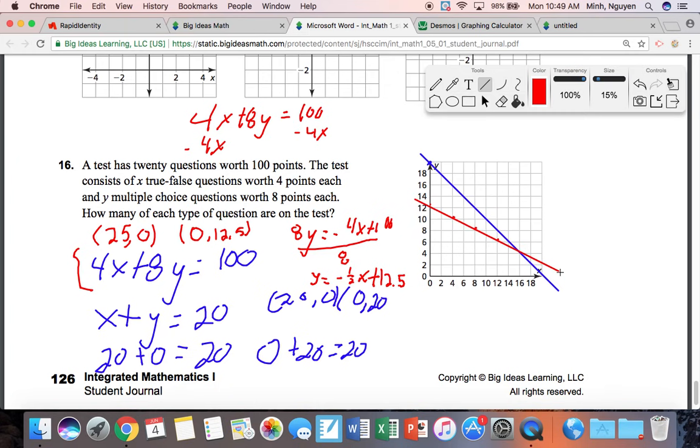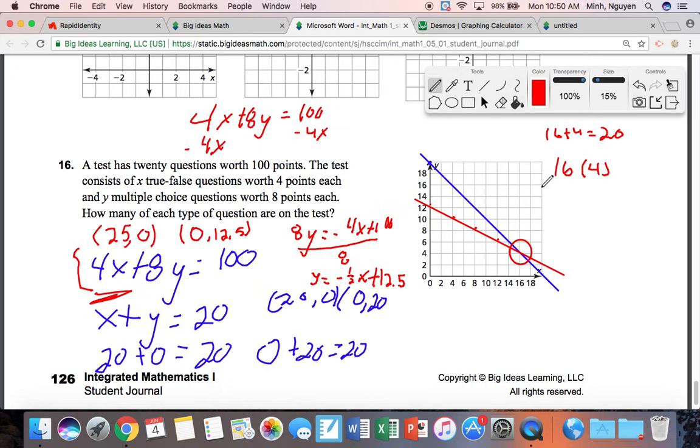It looks like it's going to be somewhere around there. So this is a ballpark guess, but it looks like this is going to be our solution: 16 and 4, which makes sense because 16 plus 4 is 20 questions. And let's see if they add up to 100 points. So if I have 16 true-false questions worth 4 points, 16 times 4.